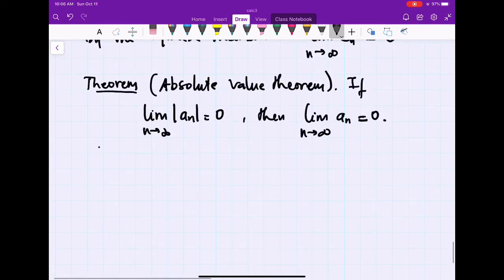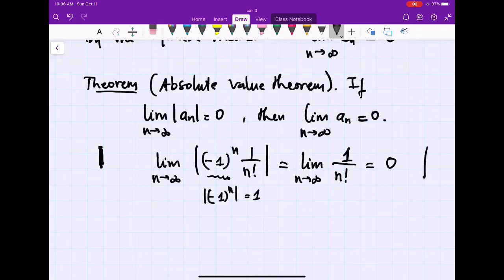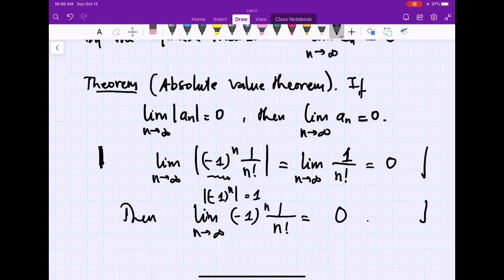Does that make sense? So now I can write the limit of the absolute value of -1 to the n times 1 over n factorial as n approaches infinity is the limit of 1 over n factorial as n approaches infinity, and that is just 0. Don't forget, when you apply the absolute value, the absolute value of -1 to the n is just 1. Then from here, you can conclude that the limit of -1 to the n over n factorial at infinity is equal to 0 by the absolute value theorem. I think we already considered enough examples.